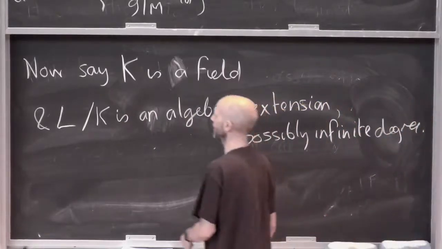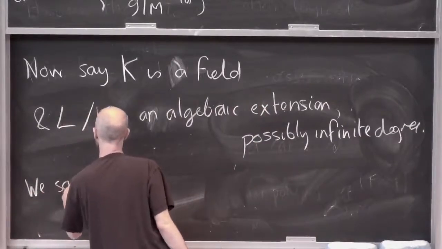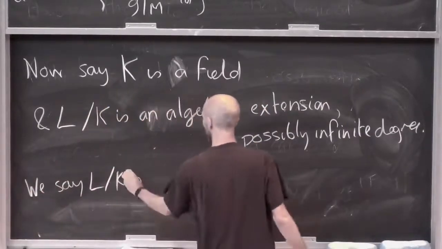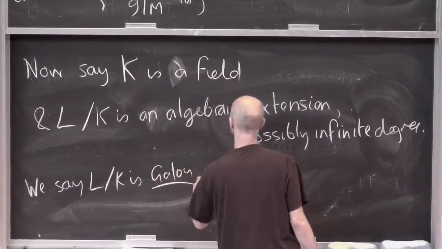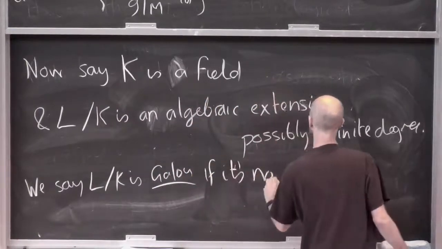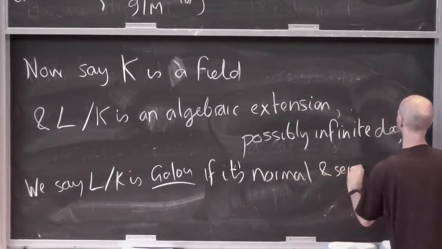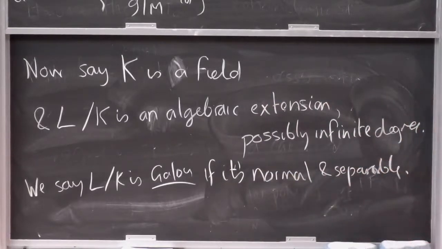So in this setting, we can still make sense. We say L over K is Galois. Same story, is Galois if it's normal and separable. These both make sense for algebraic extensions, not necessarily finite. And there's a Galois group, just as in the finite case. And there's a fundamental theorem of Galois theory, just as in the finite case, but there's a subtlety. So just let me flag the subtlety.